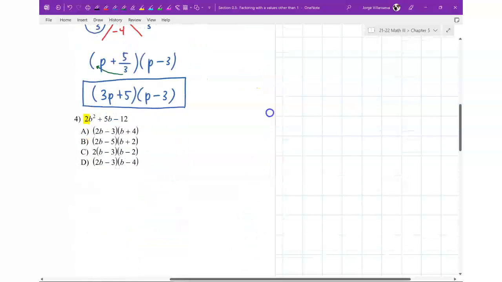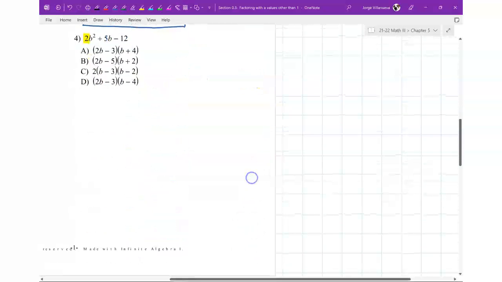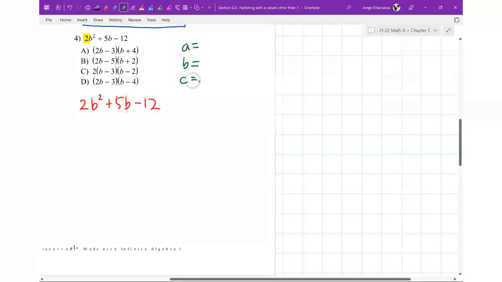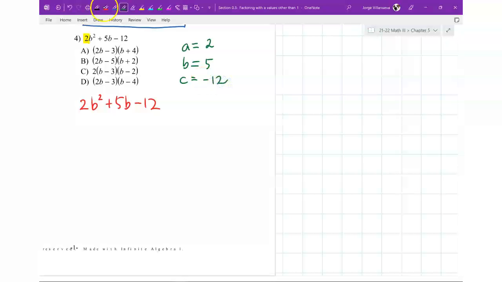So let's look at question number 4. So let me rewrite it. 2b squared plus 5b minus 12. My ABCs here. A is a 2, B is a 5, C is a negative 12. Again, not necessary, but I recommend it just to have it there so you know what you're multiplying.